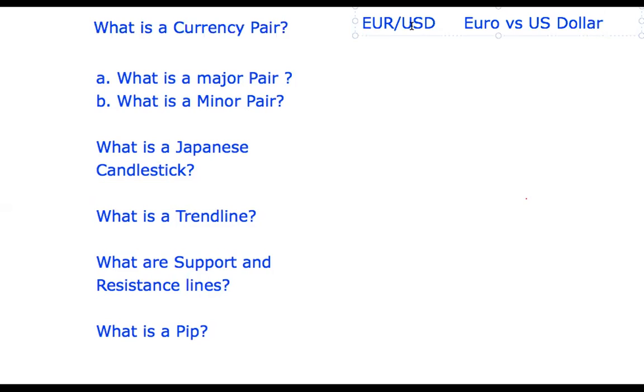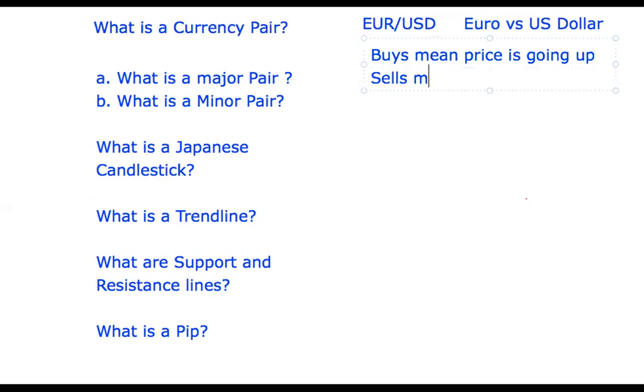So how I like to look at it is they play tug of war with each other. They have the euro. If the euro is strong, it's going to push this currency pair up, which means you want to get into a buy. So buys go up. Buys mean price is going up. And sells mean price is going down.